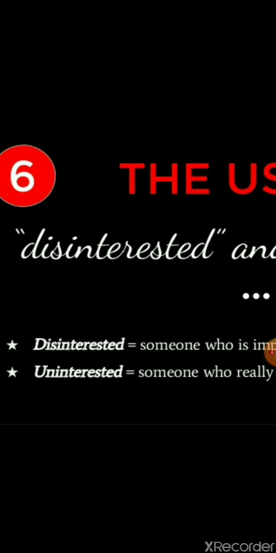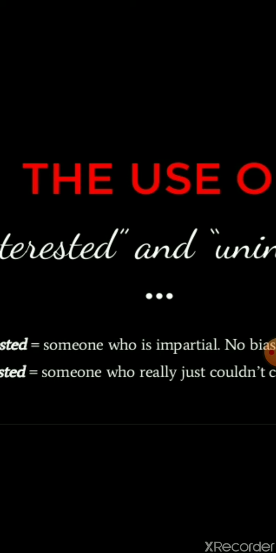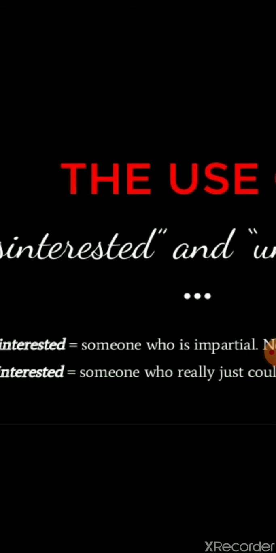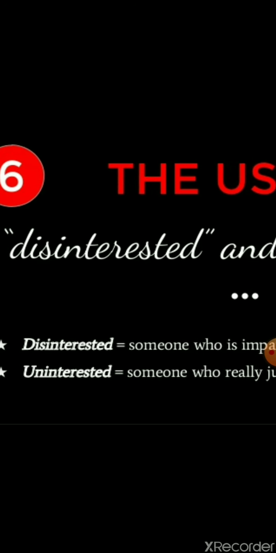Disinterested is used when the person is impartial, with no bias. The person who is unbiased will be known as disinterested. And if uninterested has been written there, that is the erroneous segment. Uninterested means someone who really just couldn't care less, that uninterested person. So disinterested means unbiased.